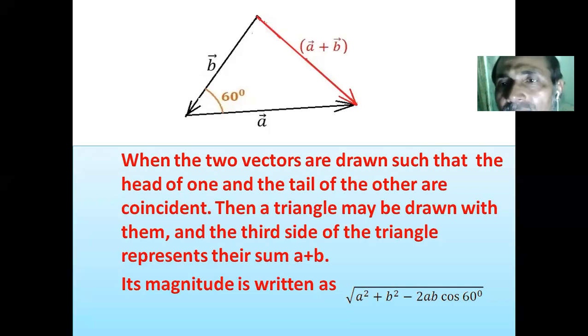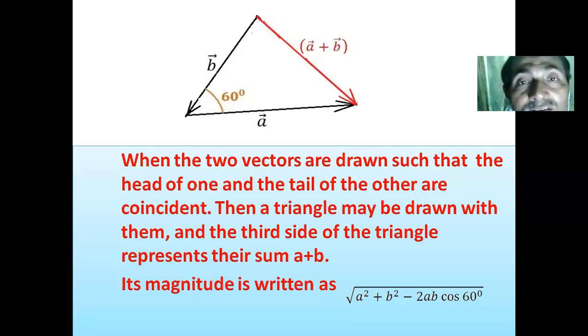Moreover, this equation says that A and B, when added, in the same way, B plus A will give the same answer. That means the addition of the vectors is commutative. Next, again, about the angle subtended between the vectors B and A. Here, the angle of 60 degrees is subtended between them.